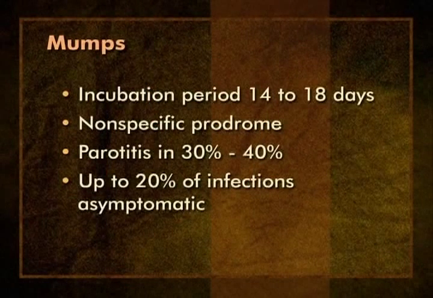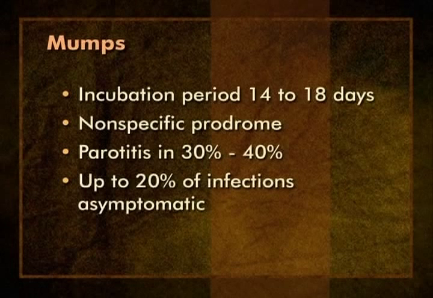During World War I, only influenza and gonorrhea were more common causes of hospitalization among soldiers. Outbreaks of mumps have been reported among military personnel as recently as 1986. The incubation period of mumps is 14 to 18 days. It may have a nonspecific prodrome of fever, headache, malaise, and myalgias.